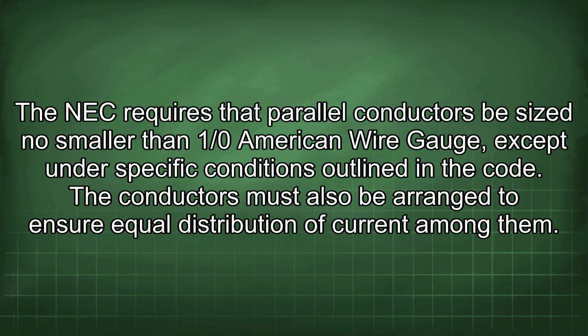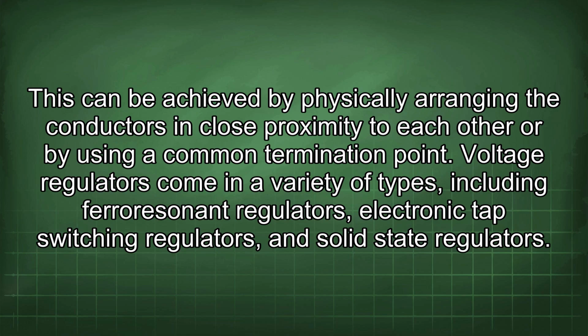The NEC requires that parallel conductors be sized no smaller than 1/0 American wire gauge except under specific conditions outlined in the code. The conductors must also be arranged to ensure equal distribution of current among them. This can be achieved by physically arranging the conductors in close proximity to each other or by using a common termination point.